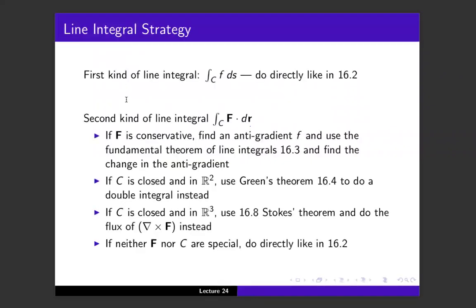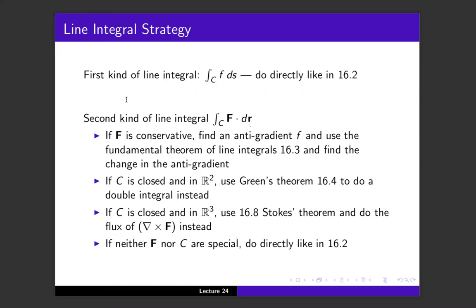So now at this point, we've pretty much covered all of the different kinds of integrals that we'll have. There are two kinds of line integrals that we know. For the scalar line integral, pretty much there's only one way to do these, and that's the direct formula that we looked at in section 16.2. The second kind of line integral is a little bit more sophisticated. It's for vector fields. Now, if your vector field is conservative, then you want to find an anti-gradient, right? This potential function, and use the fundamental theorem of line integrals.